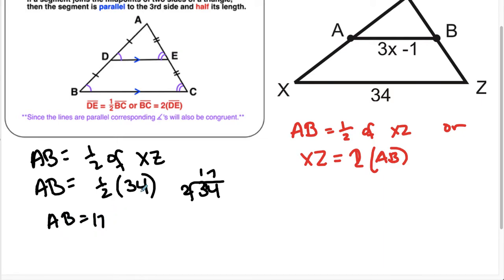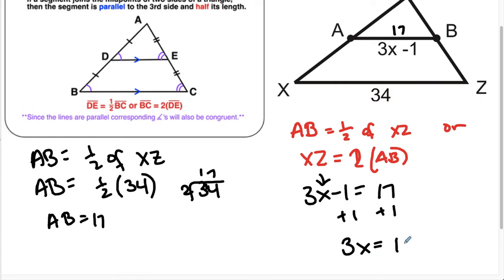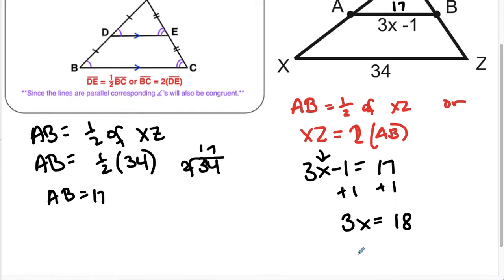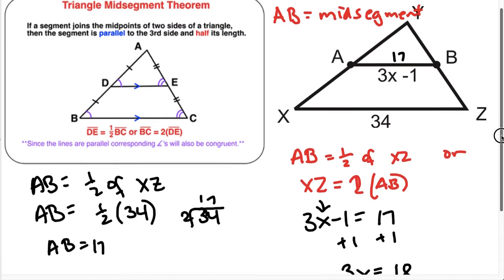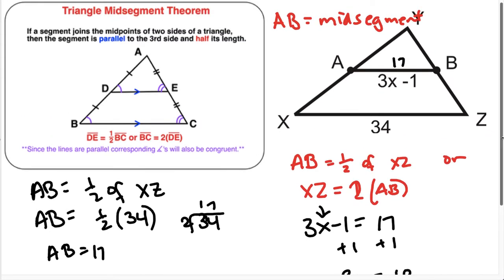Because we know that AB has to equal 17, that means 3x minus 1 is equal to 17. Now it's easy for us to solve for x, because from here we would add 1 to both sides. So we have 3x equals 18, and now x is equal to 6. All right, that is one problem. Again, I'm going to scroll back up. You can pause this video as well to see the work.